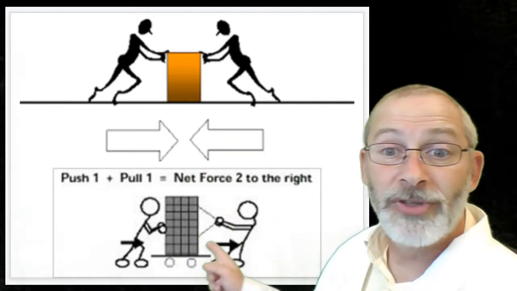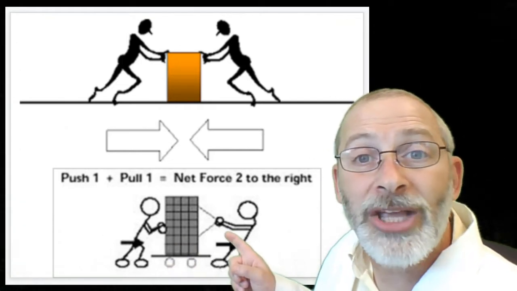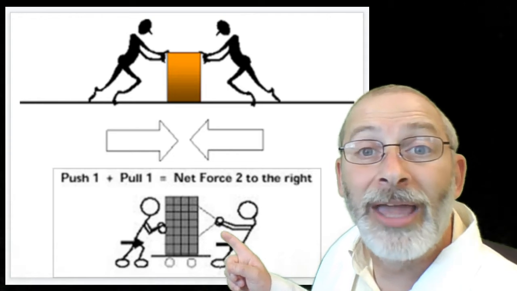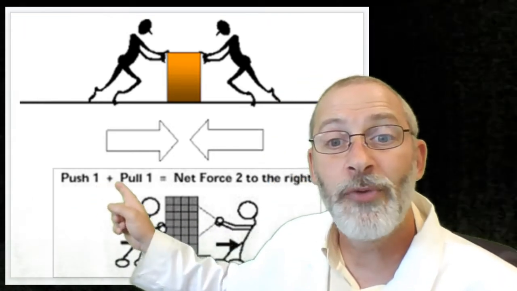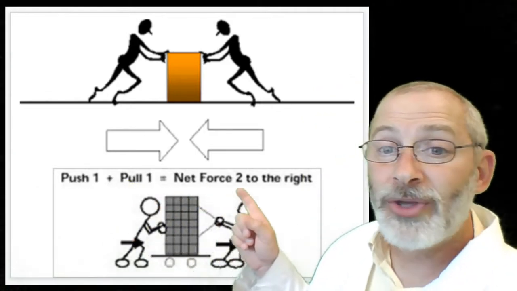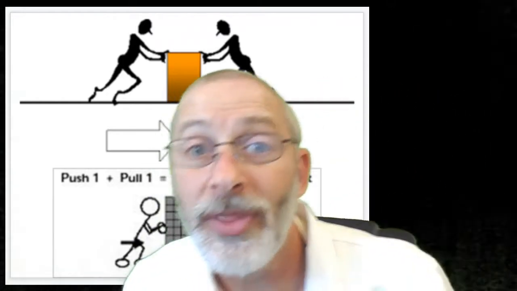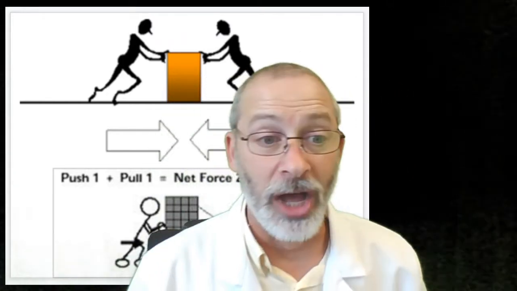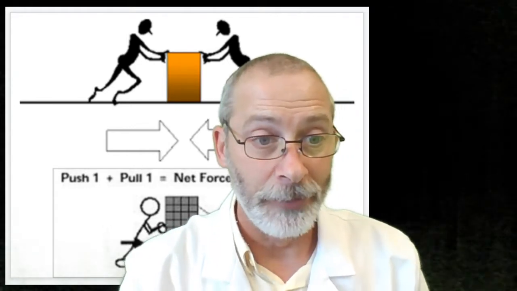Yeah, it's going to move, especially since it's on wheels here, but it's going to move in the direction that they are applying the force. Their two forces, the pushing force and the pulling force, are being added together. And so there are two net forces pulling in that direction, and so they are helping each other. That's a good thing when you can help each other.